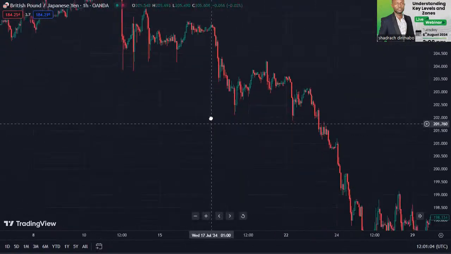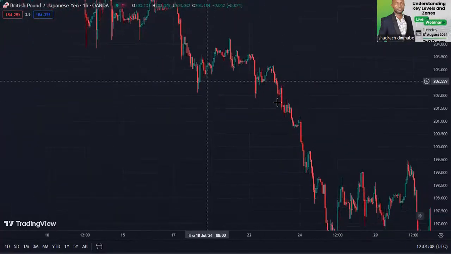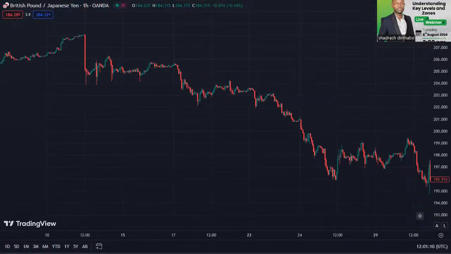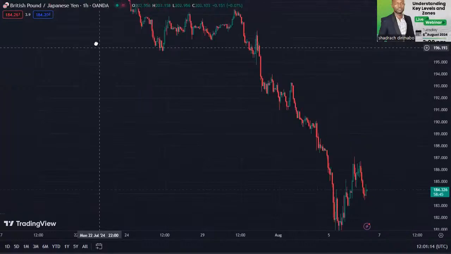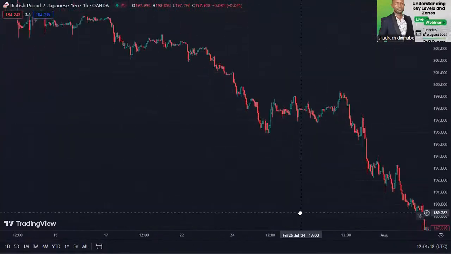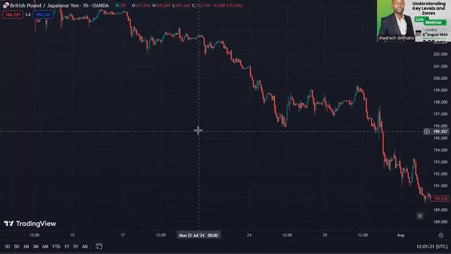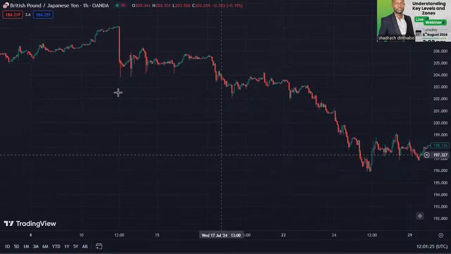Okay, so this is GBP JPY. Now let's watch this. This is the 1 hour. Okay, so this is GBP JPY. So let's see how we can identify these key zones. Watch this market.